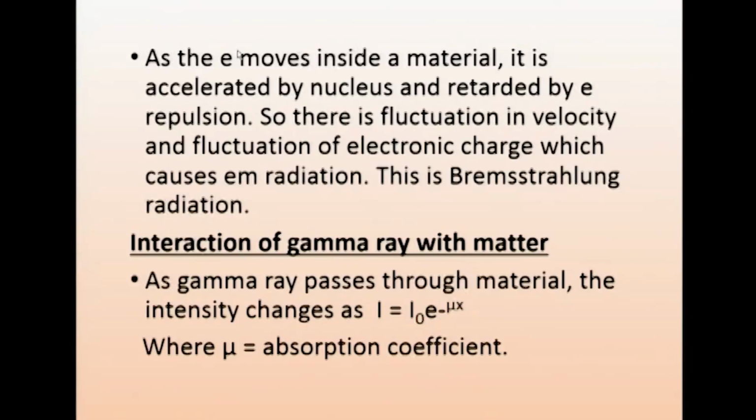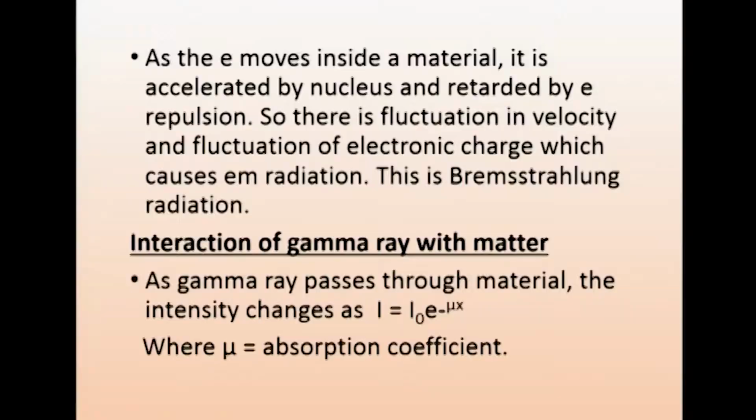So, here as the electron moves inside a material, it is accelerated by the nucleus and retarded by electron repulsion. What happens? We have a material, and the electron is moving towards it. What is that material consisting of? It has a positive nucleus and negative electrons. Therefore, this electron that comes here will be attracted towards the positive nucleus because it enters the cloud, and it will be repelled by the electrons. Therefore, we will get fluctuation. So, there is fluctuation in velocity and fluctuation of electronic charge.